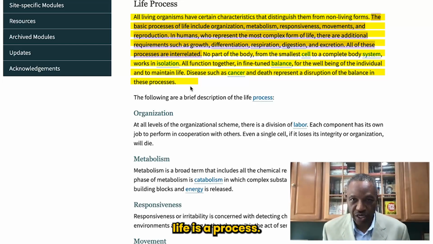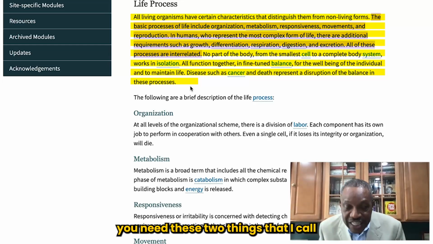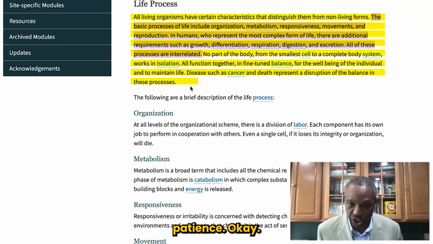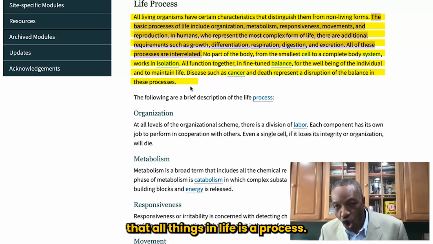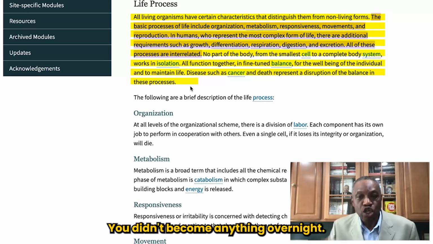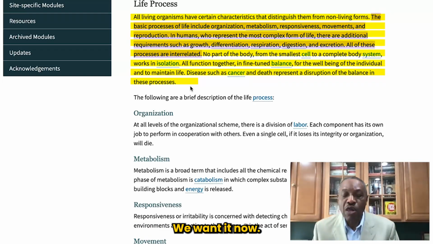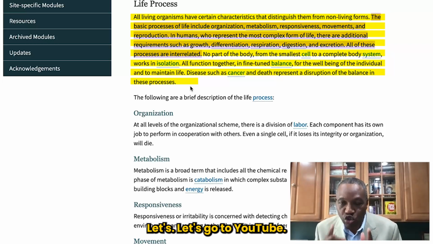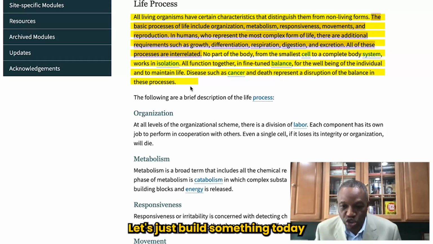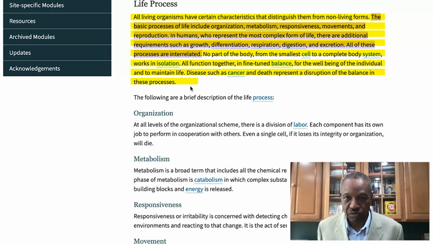Life is a process. And so, guess what? You need these two things that I call patience. And trust me when I tell you, all things in life are a process. You didn't become anything overnight. There's something about human beings. We want something, we want it now. Let's just do it now. Let's go to YouTube and let's just build something today and get a whole bunch of viewers today.